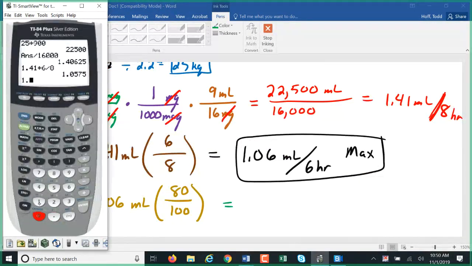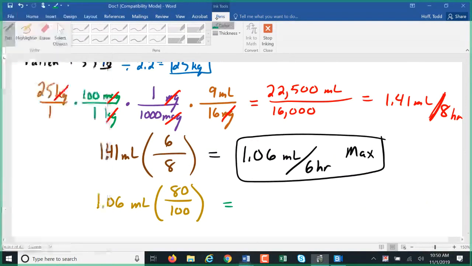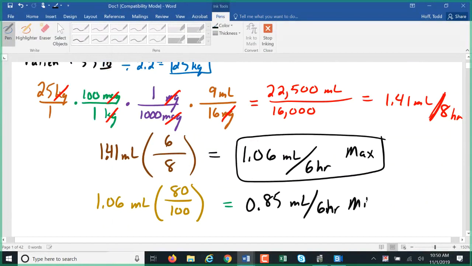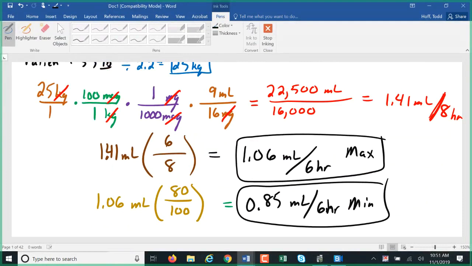1.06 times 80 divided by 100, 0.848 or 0.85 milliliters every 6 hours. Minimum. So that's our range, 0.85 to 1.06 milliliters every 6 hours. Any questions there?